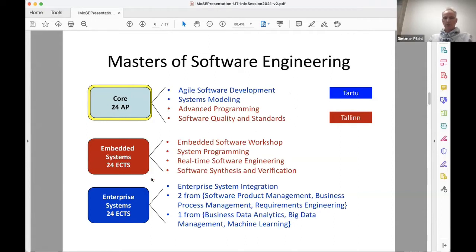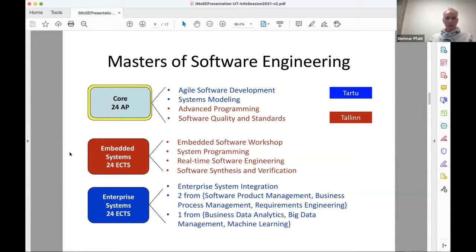And in the 2 specializations, let me start with the one taught by Taltech, Embedded Systems. That's all real-time software, embedded systems, system programming, etc. So if you want to do something that is about software development, software that's close to hardware and embedded in hardware, and you are more interested in systems development, then that is a specialization for you.